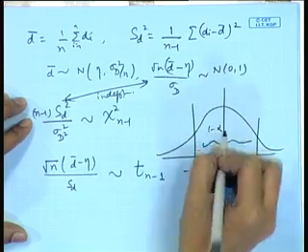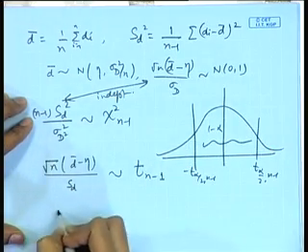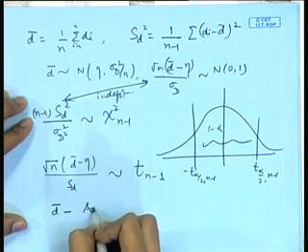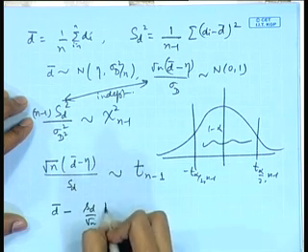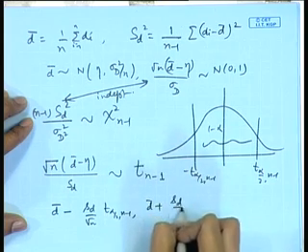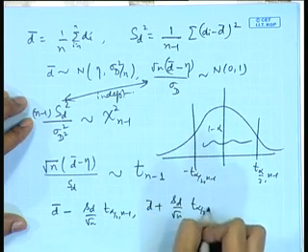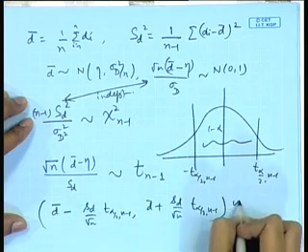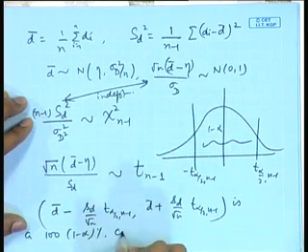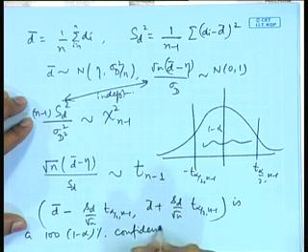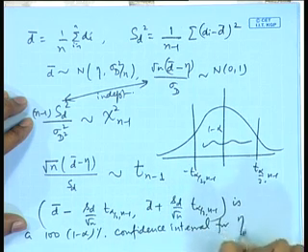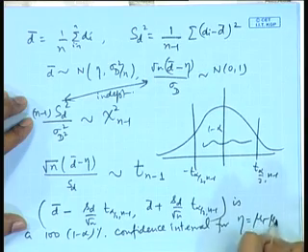So, this probability is 1 minus alpha, and we get d bar minus s d by root n t alpha by 2, n minus 1 to d bar plus s d by root n t alpha by 2, n minus 1. So, this becomes a 100 (1 minus alpha) percent confidence interval for eta, that is equal to mu 1 minus mu 2.